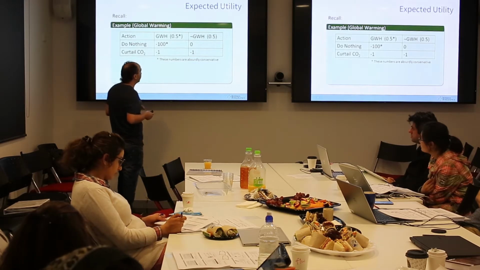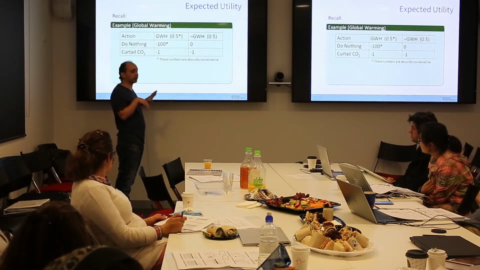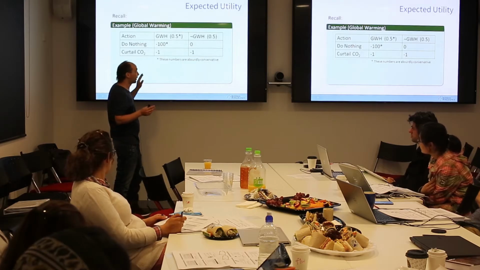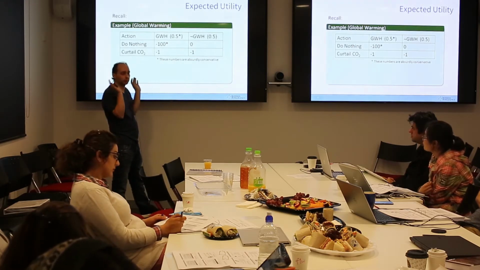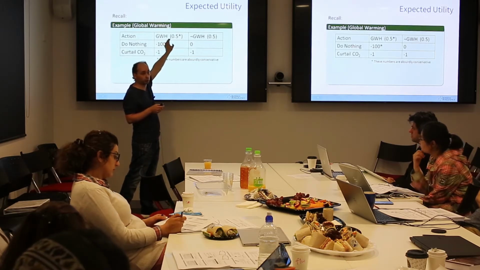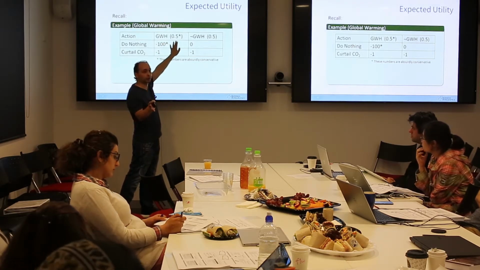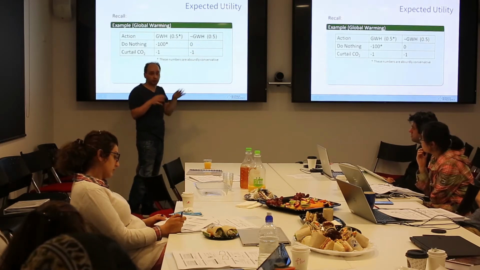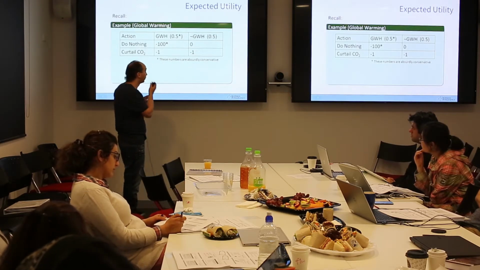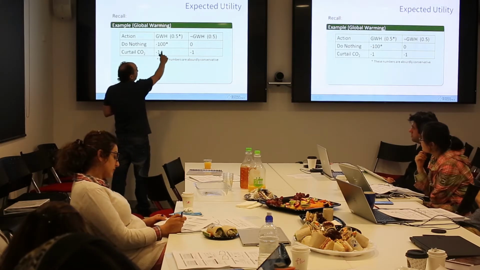Okay, so let's pick some numbers here. We're going to be ridiculously conservative. We're going to say, all right, despite the fact that there's almost universal agreement that global warming is actually true, we're going to say we just have a uniform prior over it. We say 50-50 chance that it may be true or it may not.